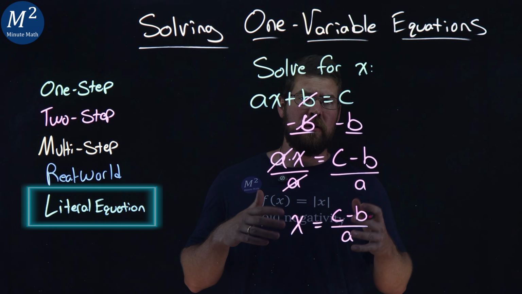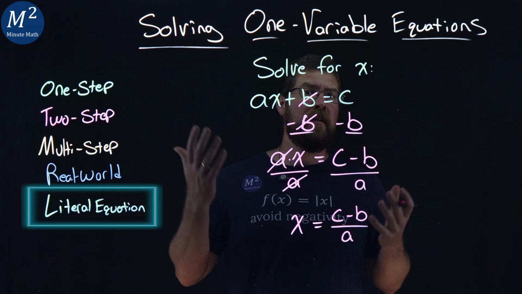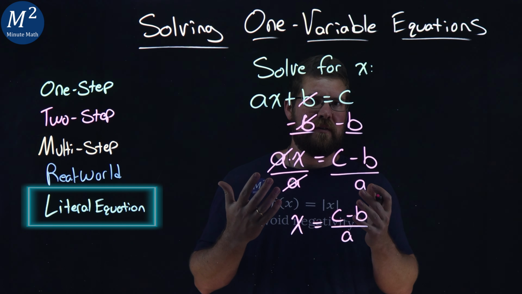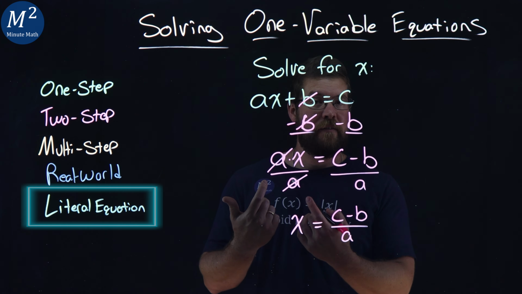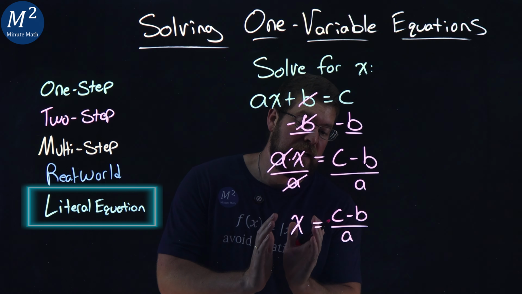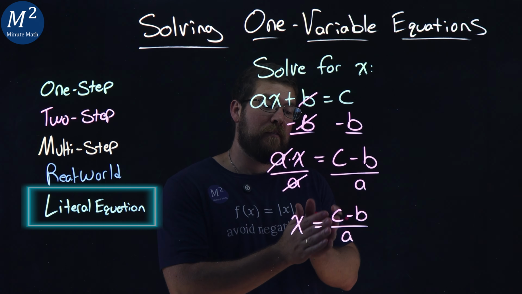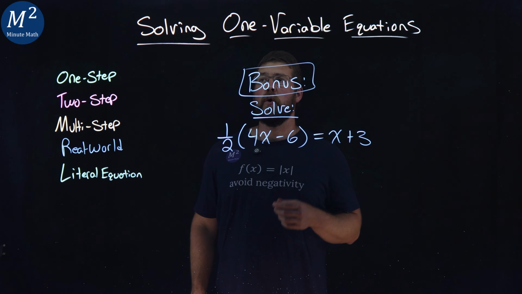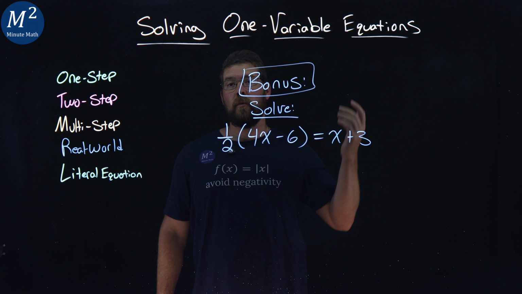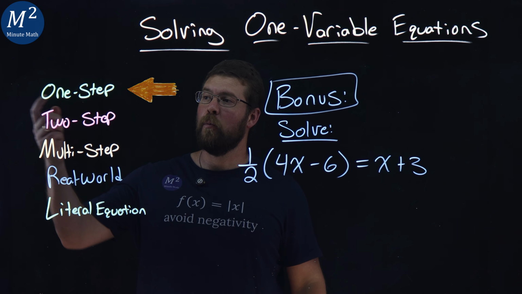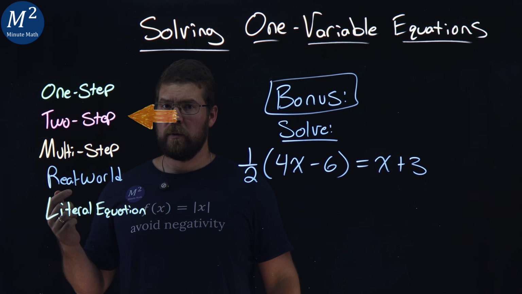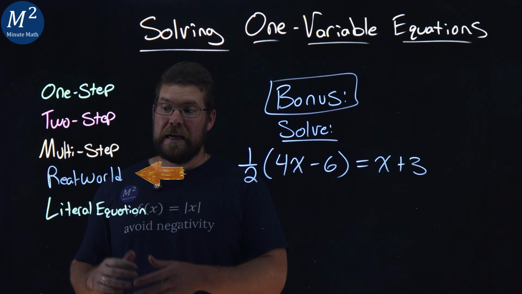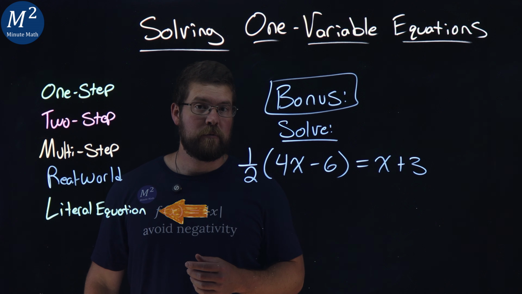Now, one thing here is we can actually solve for any one of these variables, each one, and get each one by itself, doing similar processes. But for this one here, we just have x by itself, and it's telling us that x is equal to whatever c minus b over a is. In this video, we learned about solving one-variable equations. We first started with a one-step equation, then a two-step equation, then a multi-step equation, then we had a real-world problem, and then we had a literal equation we had to solve.